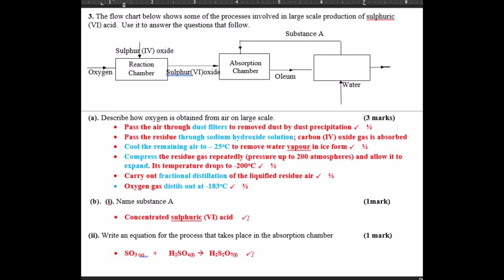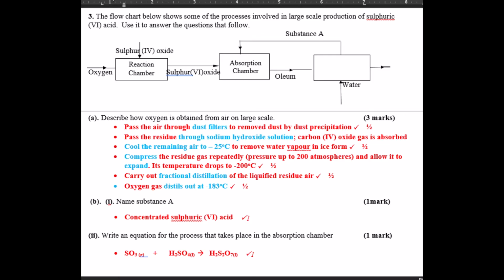This is a question on the contact process. In part A, you are supposed to describe how oxygen can be obtained from the air. So you simply need to give the steps of fractional distillation of liquefied air. The first thing is to remove the dust through dust filters, that is dust precipitation, then pass the residue air through sodium hydroxide or potassium hydroxide that will remove carbon dioxide. Then cool the remaining air to negative 25 degrees Celsius. That removes water in form of ice.